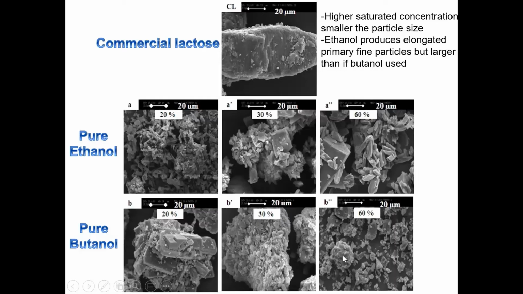You will see that. And what message I can give you: the more highly saturated the concentration, the smaller the particle size, and ethanol produces elongated primary fine particles, but larger than if butanol is used, as these are actually fine particles.